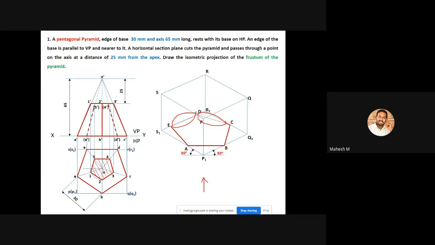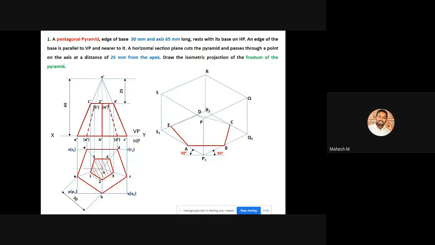If you are looking from this direction, you can see only this particular edge, this edge, and this edge. From here, there is no obstacle on these edges. But for C to D and D to E, what is in front of us? Edges are there, right? So you have to draw these edges with a dotted line.